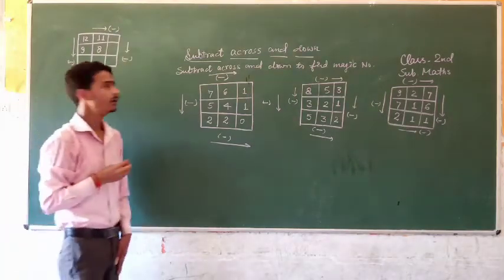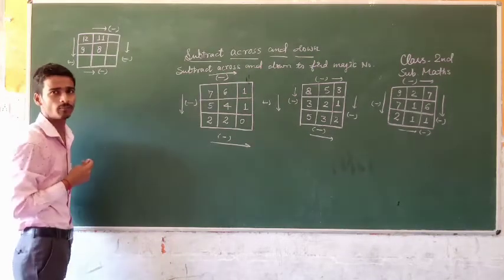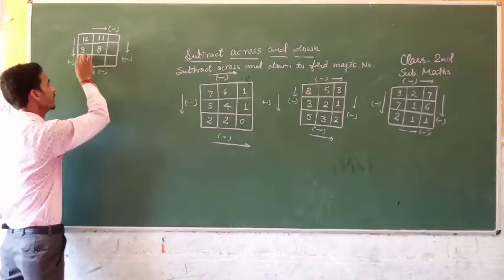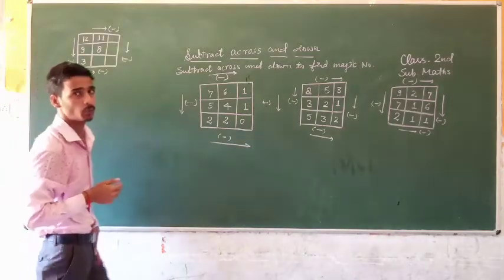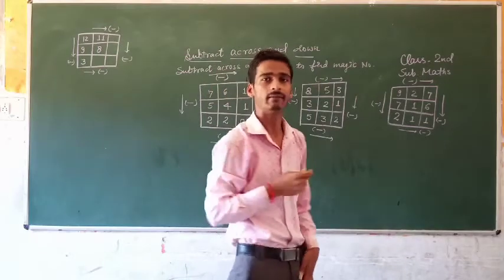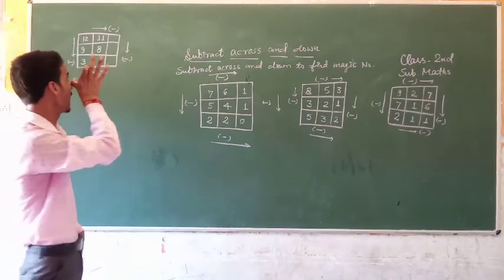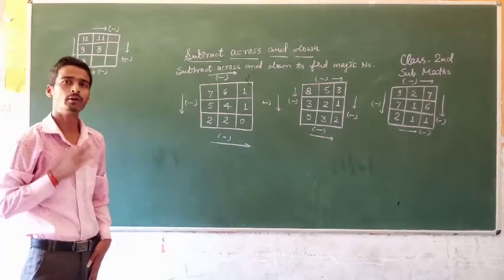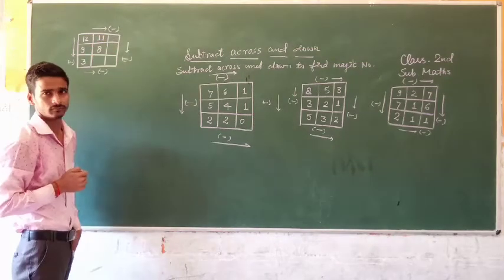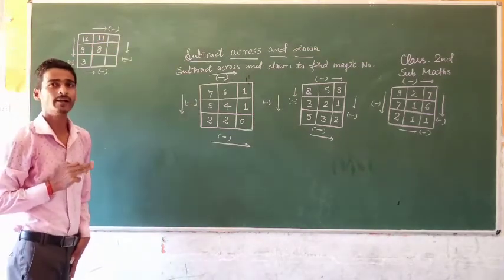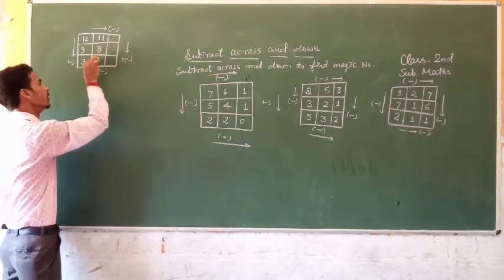As here is 9 and here is 12. So we will subtract 9 from 12. What will be? 3. It's okay. Because 12 is greater than 9 and we will subtract 9 from 12, there will be 3. Now we will subtract 8 from 11. 8 from 11, what will be? When we subtract 8 from 11, there will be 3 also.